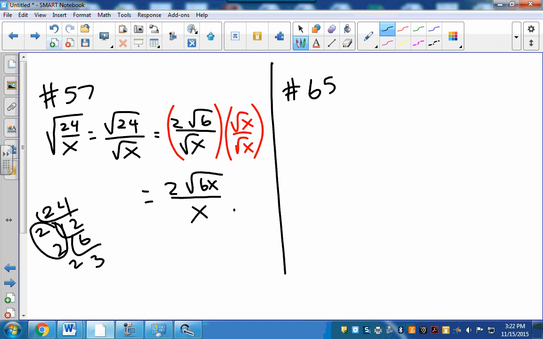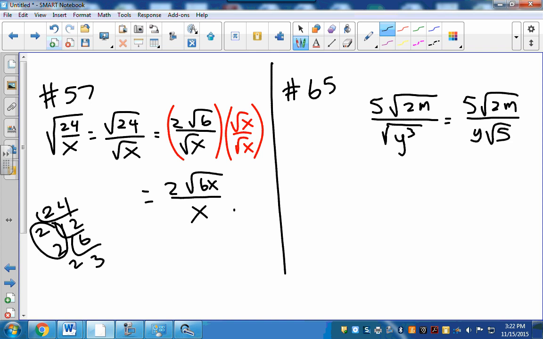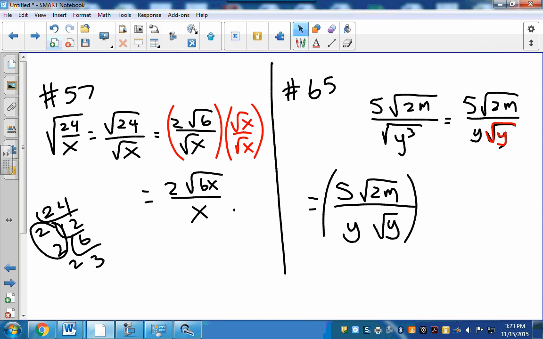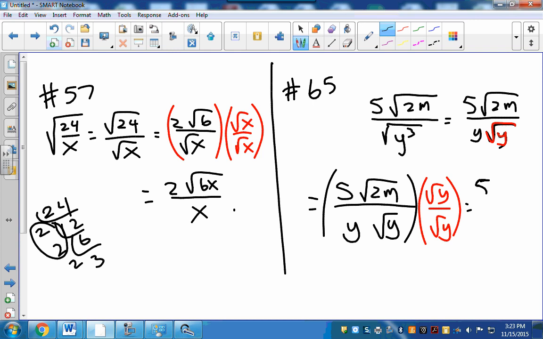I did 65. Here we go. So 5 square root of 2m over the square root of y cubed. I'm going to pull out the y in the beginning right off the bat. So this is y, square root of y, square root of y. And the problem, again, the directions said rationalize the denominator. So the problem is with this, we've got to get rid of it. So we're going to leave the 5 root 2m on top. We have y, root y on the bottom, and multiply by root y over root y. And it gives us our final answer, 5 square root of 2my. And on the bottom, there's a y, and these two make another y, so that's y squared.